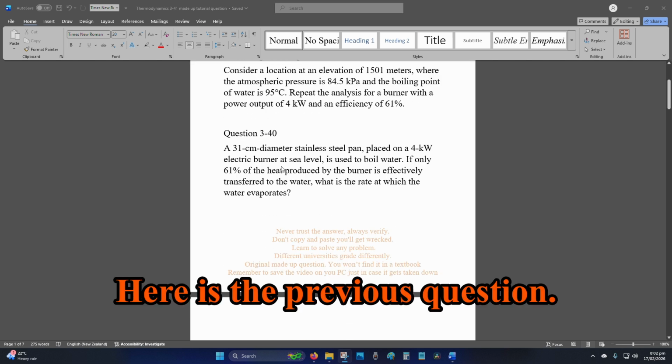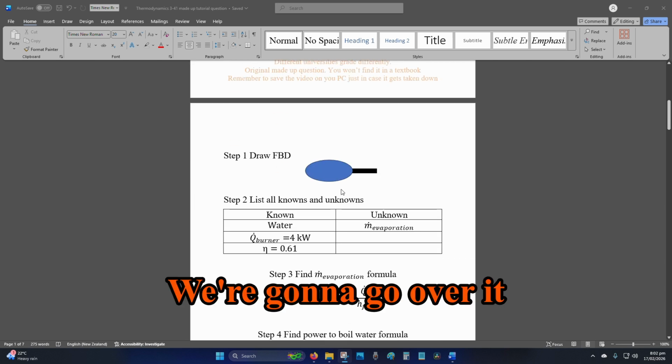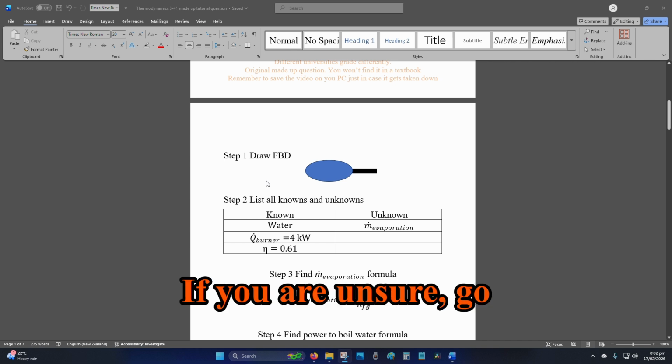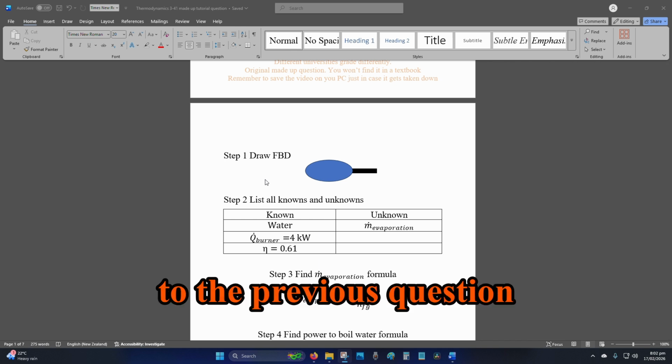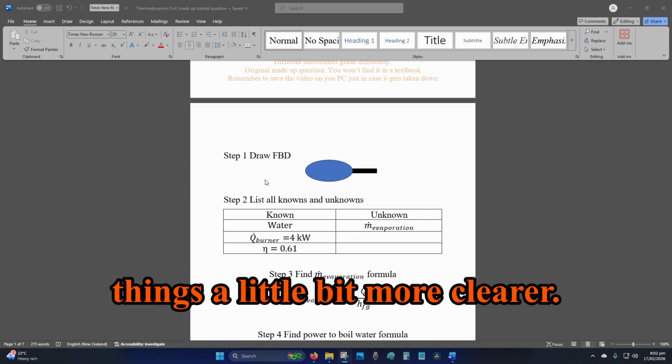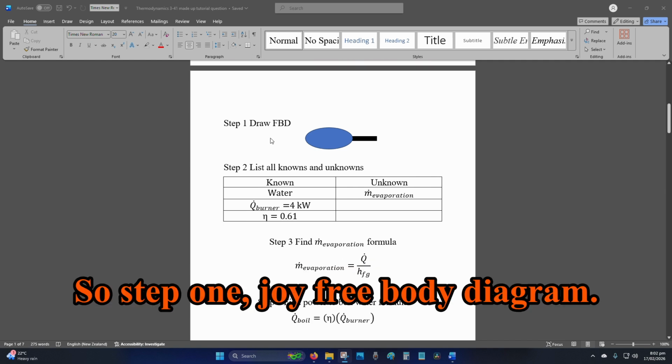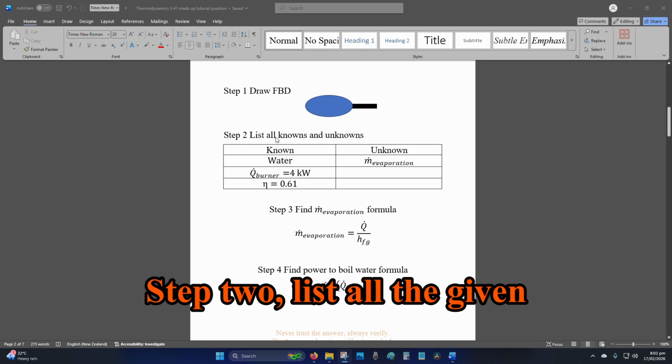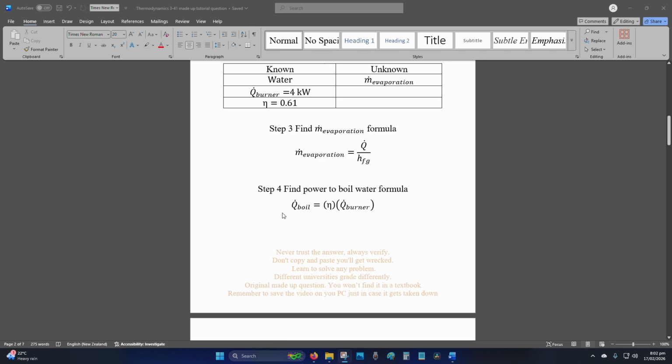Here is the previous question. We're going to go over it a little bit quicker. If you are unsure, go to the previous question because that explains things a little bit more clearly. So step 1, draw a free body diagram. Step 2, list all the given variables, find the unknown.